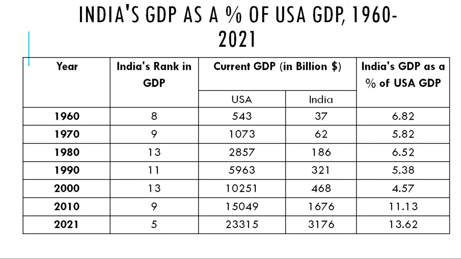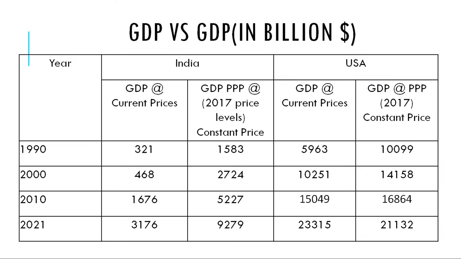So I looked at the constant data. Look at the screen. In this screen, I am showing the current prices and also constant prices with purchasing power parity. India's GDP at current prices is $3,176 billion. If you use purchasing power parity, our GDP goes to $9,277.79 billion. We are able to produce at a very low cost, which is why our current price value is also very low. But at constant prices with purchasing power parity, our GDP is nearly $10,000 billion.